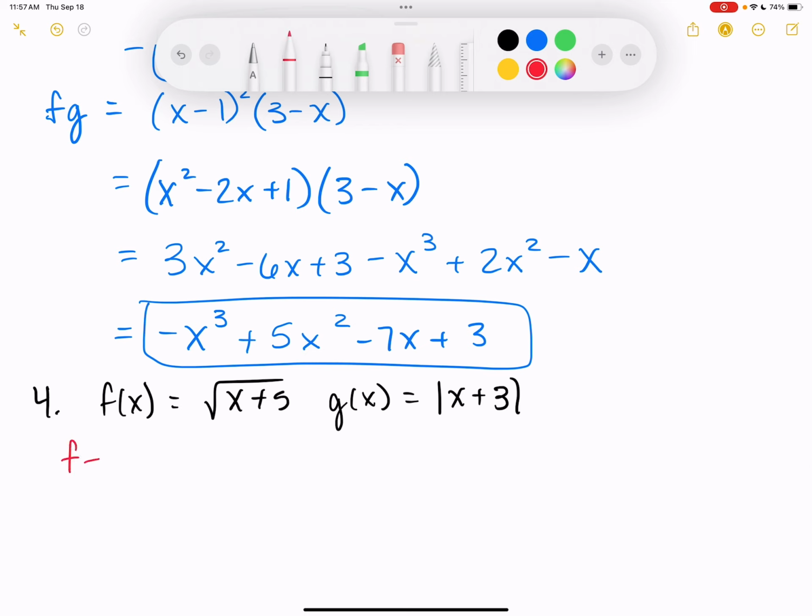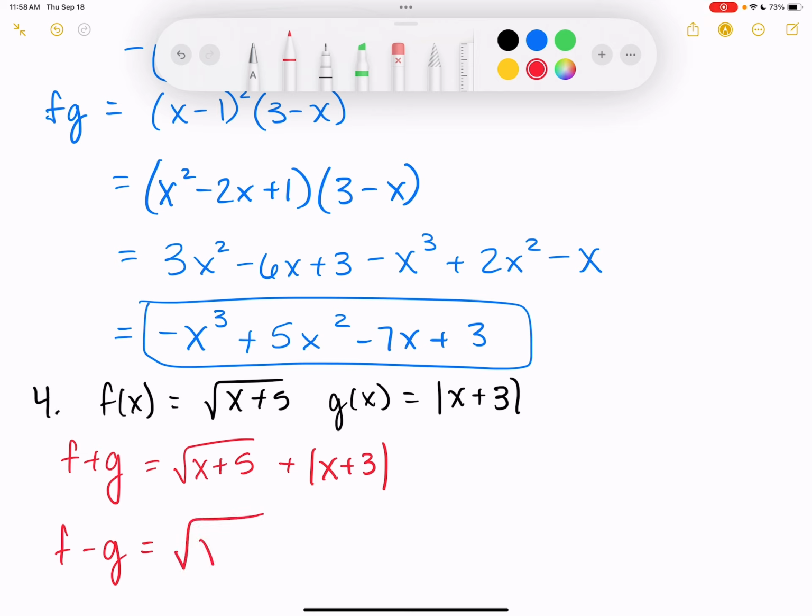So if I do f plus g, that means it's the square root of x plus 5 plus the absolute value of x plus 3. There is absolutely nothing else that I can do to that aside from potentially taking away the absolute value bars, but I don't know what x is, so I really can't do that, because if x is negative, I'm going to have a problem. So that's all you can do. And guess what? For minus, we just change the sign. F minus g would just be the square root of x plus 5 minus the absolute value of x plus 3.